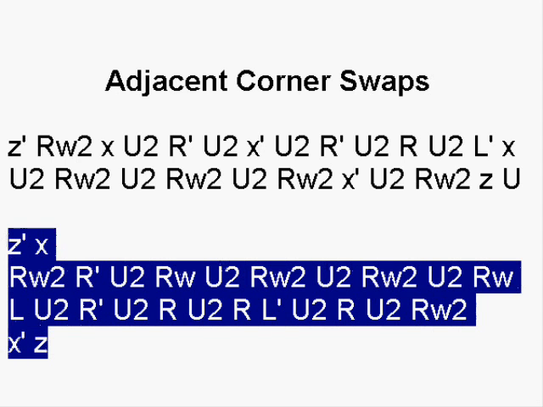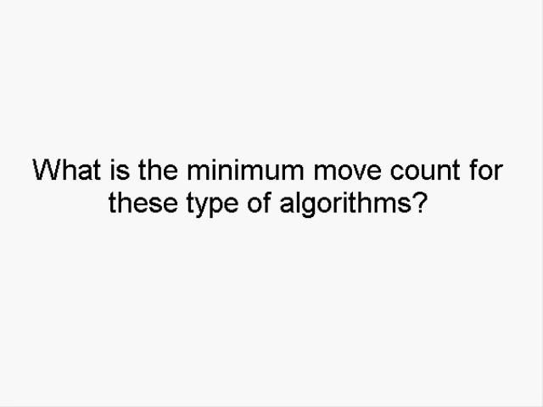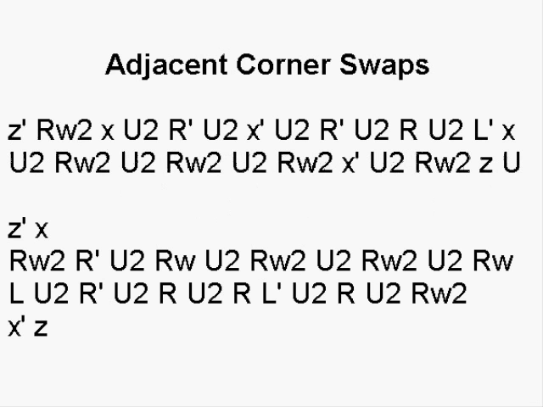Before I get into deriving an alternate adjacent corner swap algorithm, for example this one, which just has all U2s in it, I want to answer a very good question that you may have. And that is, what is the minimum move count for these types of algorithms? And what do I mean by algorithm type? I'm talking about algorithms like this, where every turn of L and R is an outer turn, meaning that they're not an inner-layer turn like r or l and so forth.